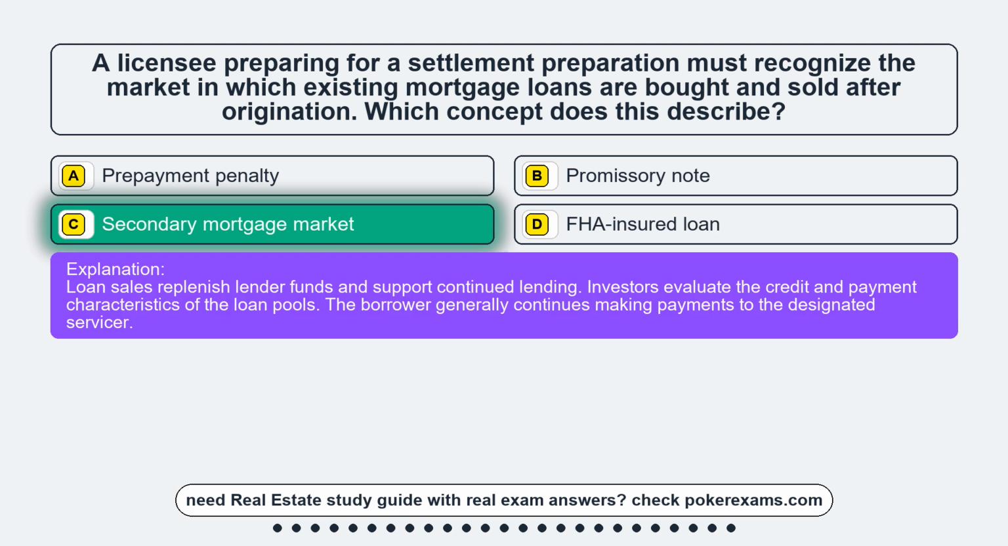Loan sales replenish lender funds and support continued lending. Investors evaluate the credit and payment characteristics of the loan pools. The borrower generally continues making payments to the designated servicer.